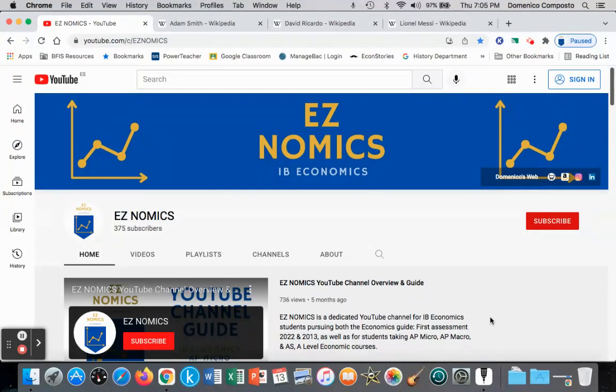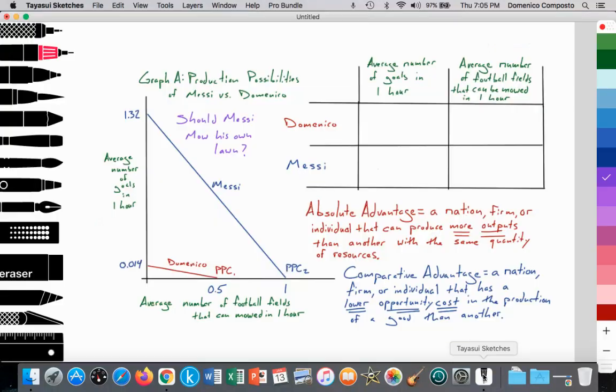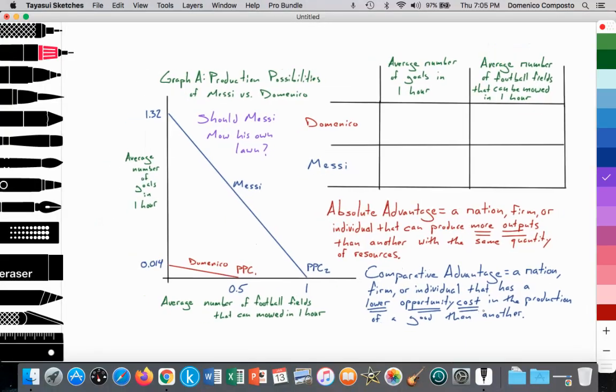We're going to look at comparative and absolute advantage. To define these terms, first looking at absolute advantage here, it's essentially an explanation of nations or firms or even an individual that can produce more outputs than another nation, firm, or individual using the same quantity of resources.